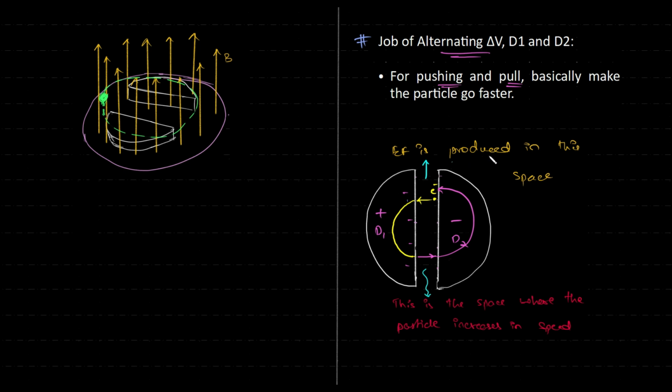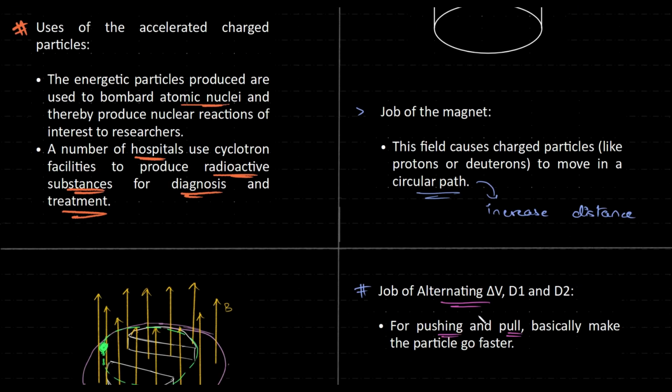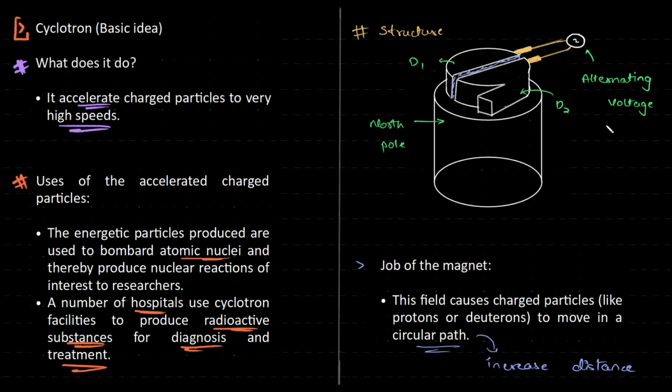So an electrical field is produced in this space. This is a space wherein the particle increases its speed. So this is the entire funda, as simple as that. Very simple concept, right? So yes, this is the introduction. We'll get the mathematical expression in the next video. For now, please copy everything.